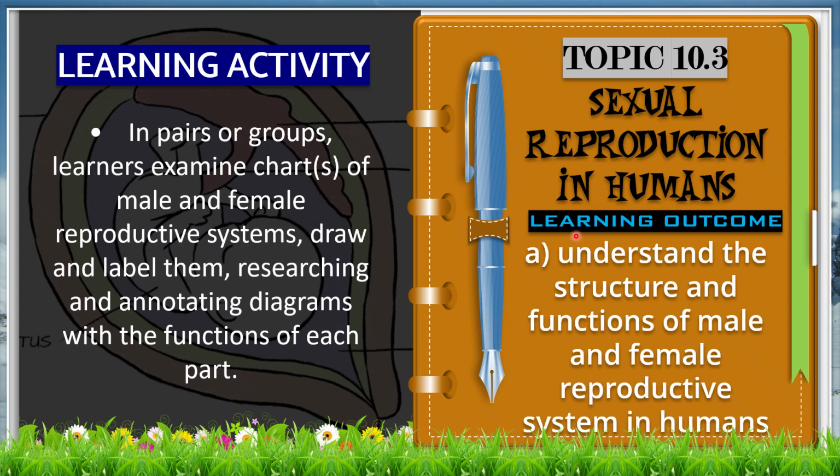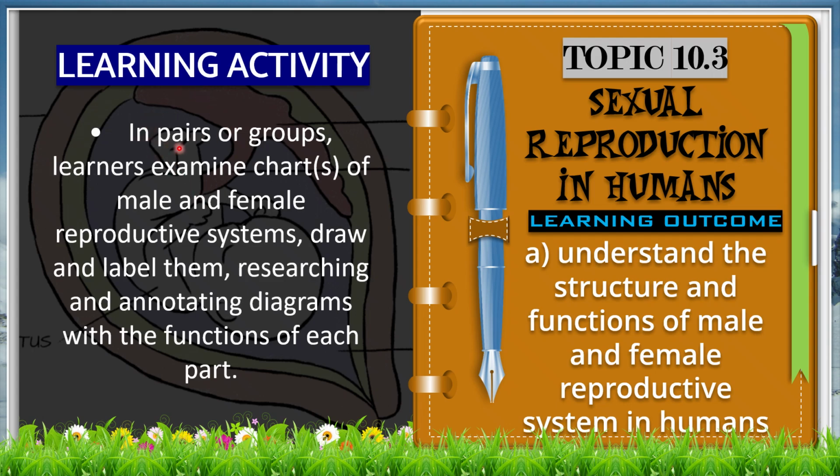We are looking at learning outcome A: understand the structure and functions of the male and female reproductive systems in humans. We are going to look at our learning activity.